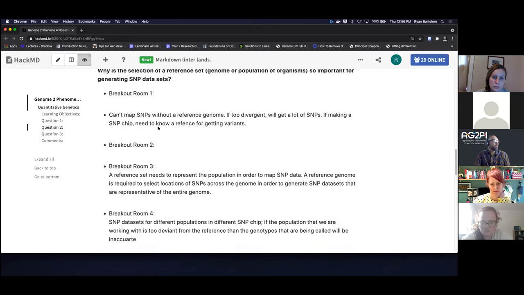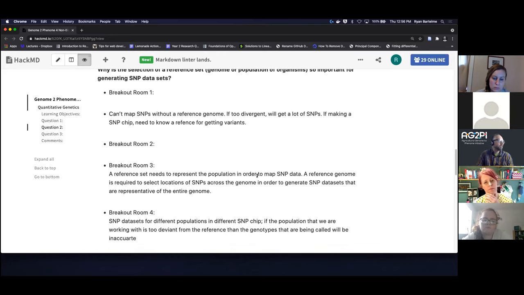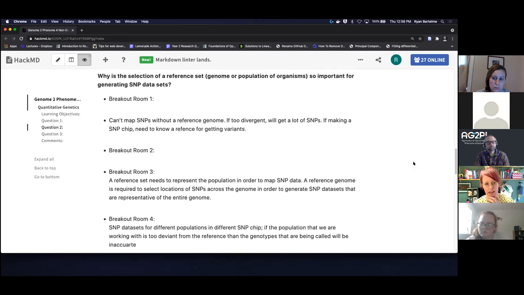So breakout room one said that they can't map the SNPs without a reference genome. If too divergent, you get a lot of SNPs. If making a SNP chip, you need to know a reference for getting variants. Breakout room two: can I jump in on the reference genome? You can definitely map SNPs without a reference genome, and lots of crops don't have them. So you have certain markers that are anchored, and that's how you proceed with that. Thanks, Julia.